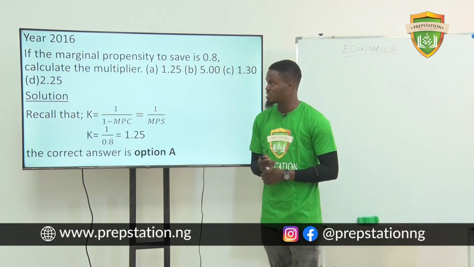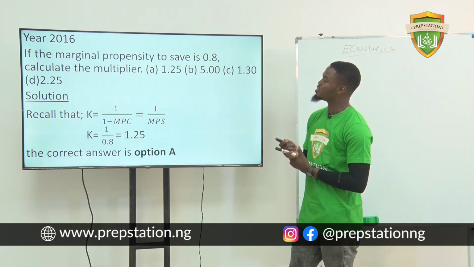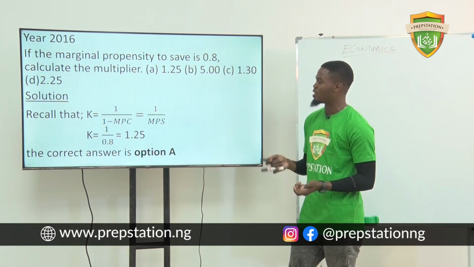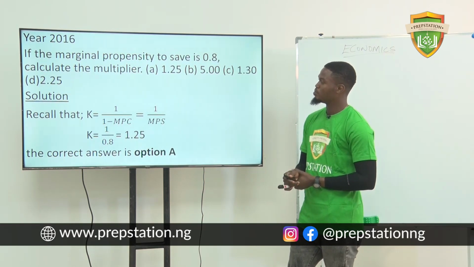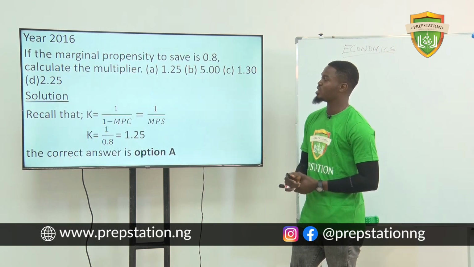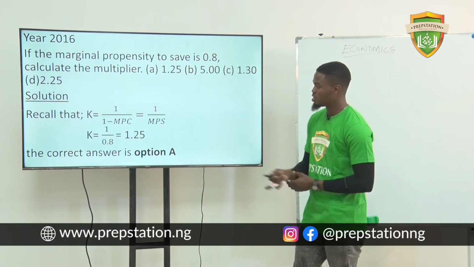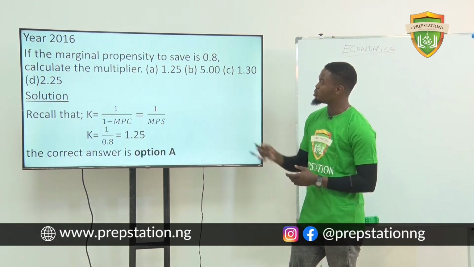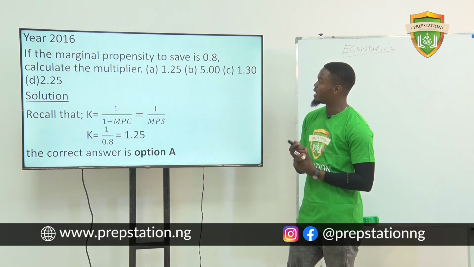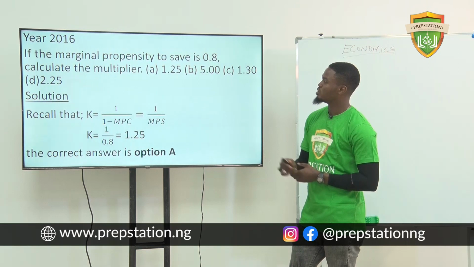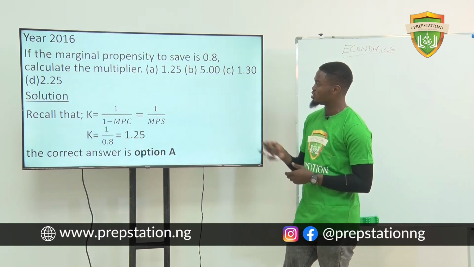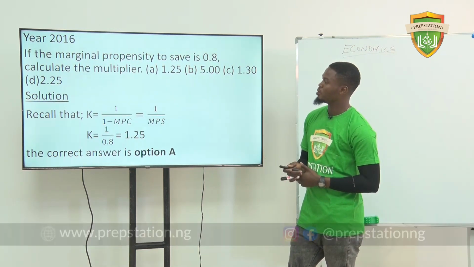Then you have your 2016. If you imagine a propensity to save of 0.8, calculate the multiplier. You know the formula, as you are given the MPS, and the formula for the multiplier given MPS is 1 divided by your MPS. So which is 1 divided by 0.8, and when you divide 1 by 0.8, you have 1.25, which is the correct option, option A.